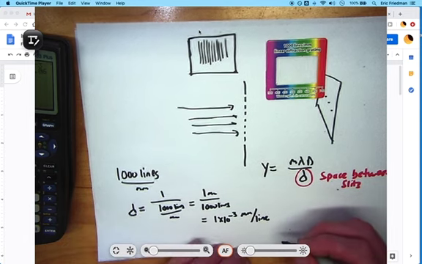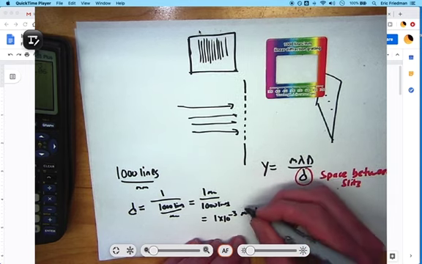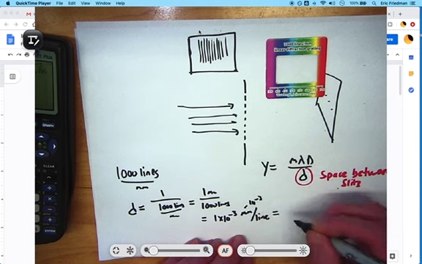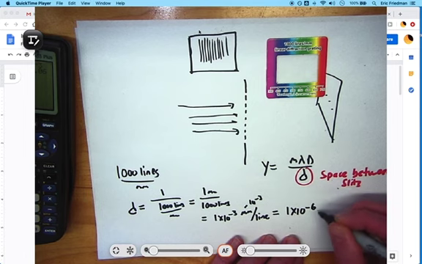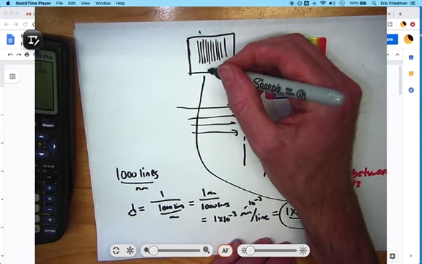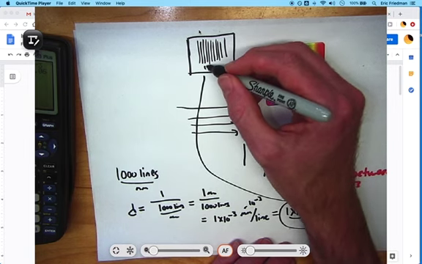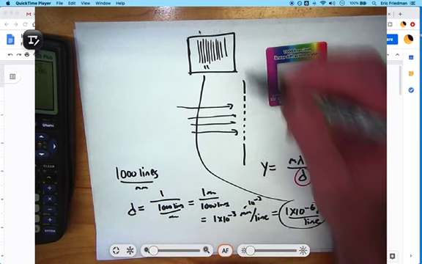But once again, I want to get that into terms of meters. So since that's in millimeters, that gives me an additional 10 to the minus 3 here. So this is actually going to be 1 times 10 to the minus 6th meters per line. That means that in my diffraction grating, the spacing between any two of these lines right there is 1 micrometer. So they're super, super close together.